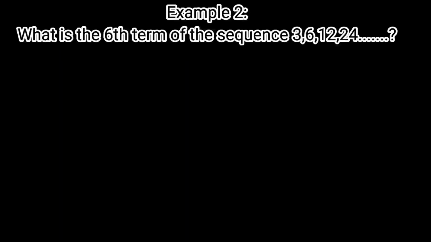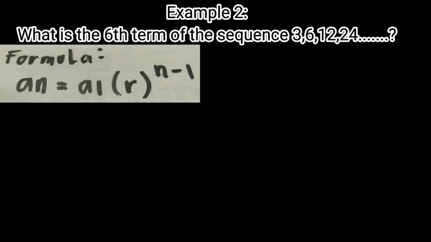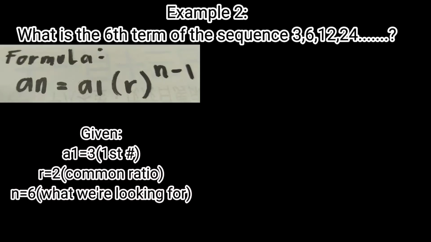Another example. What is the 6th term of the sequence 3, 6, 12, 24, and so on? Again, from our formula, An is equal to A1 times R raised to n minus 1. We have the given A1 is equal to 3, which is the first number, and R, which is 2, our common ratio, and n, which is 6, the term we're looking for.